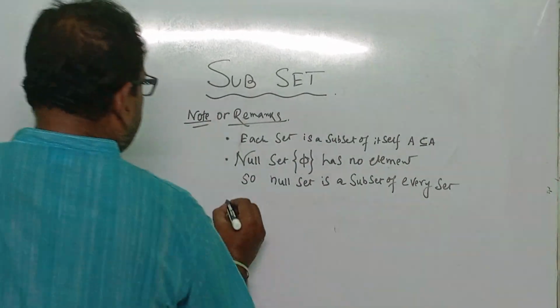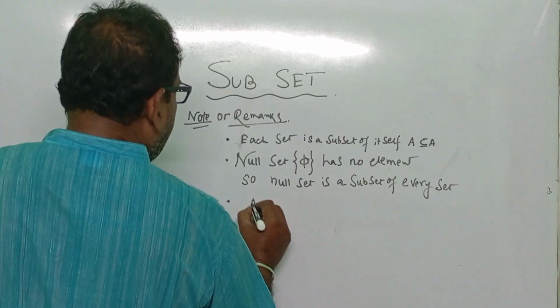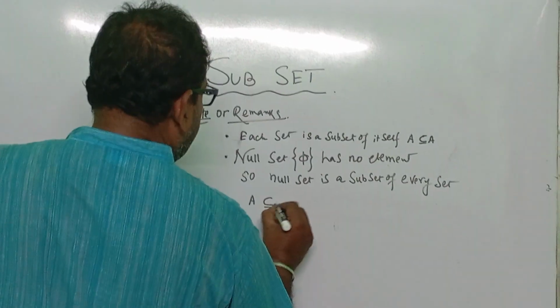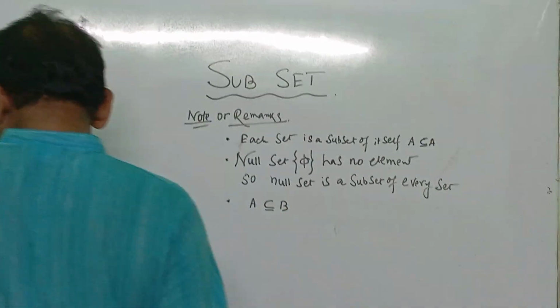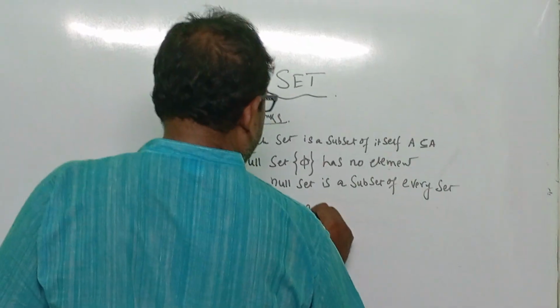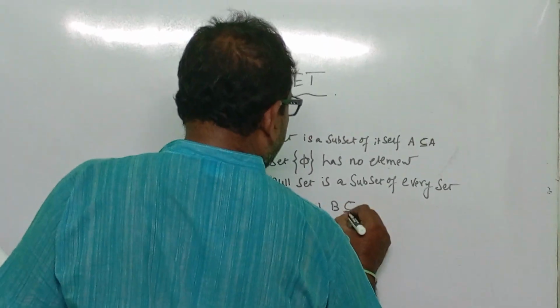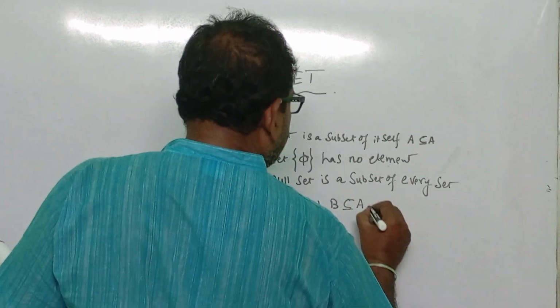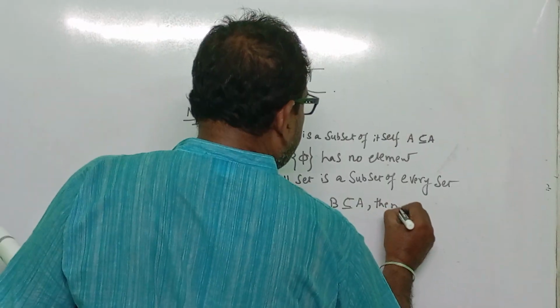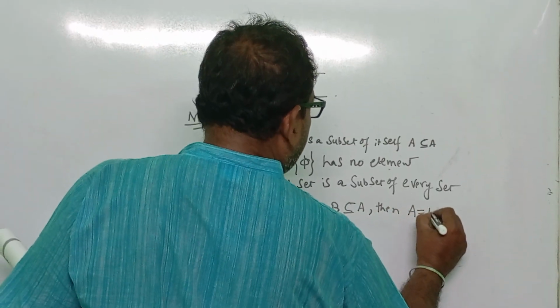Point number 3. If A is a subset of B and B is a subset of A, then A is equal to B.